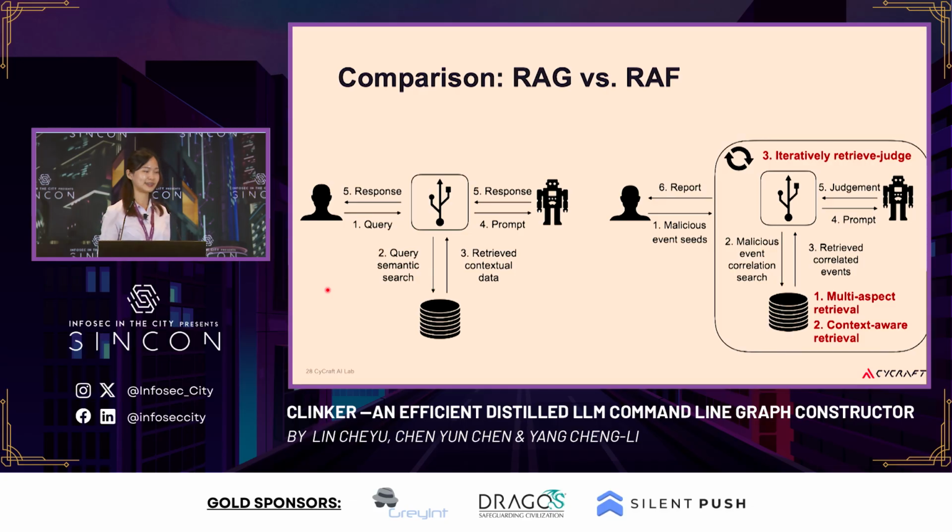So let's recap quickly what I mentioned in the previous slides. RAG retrieves query-related blocks to aid the generation process. RAF starts with some malicious event seeds, then iteratively searches and retrieves correlated events via multi-aspect and context-aware retrieval. In each run, a judgment is made by an agent, and newly determined malicious events are added back to the event seed list.